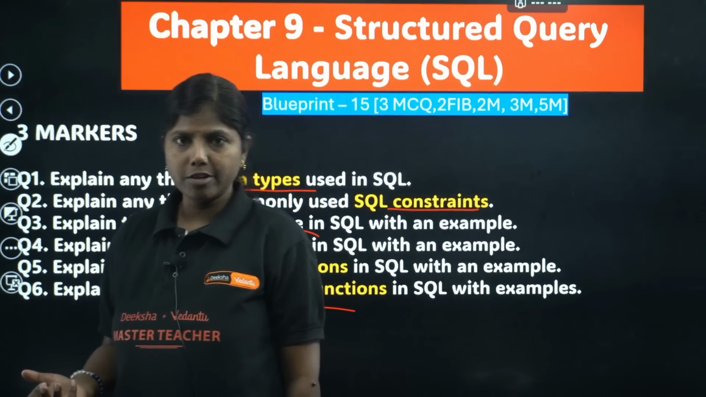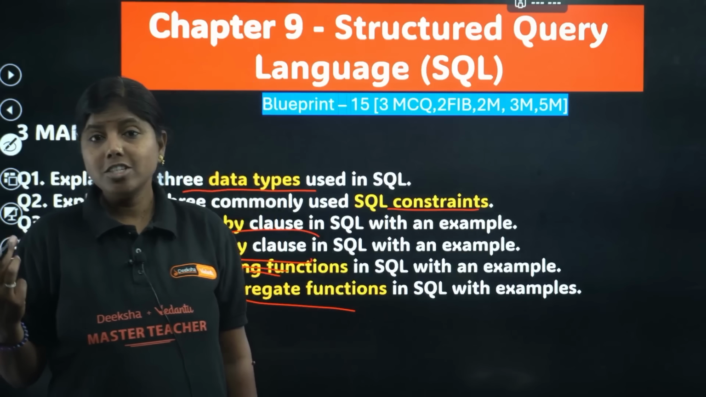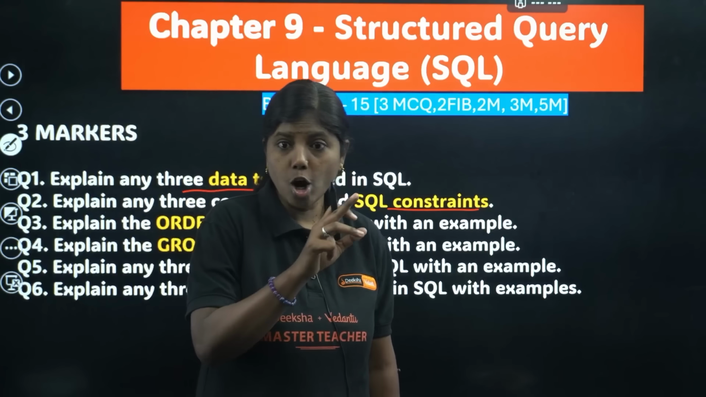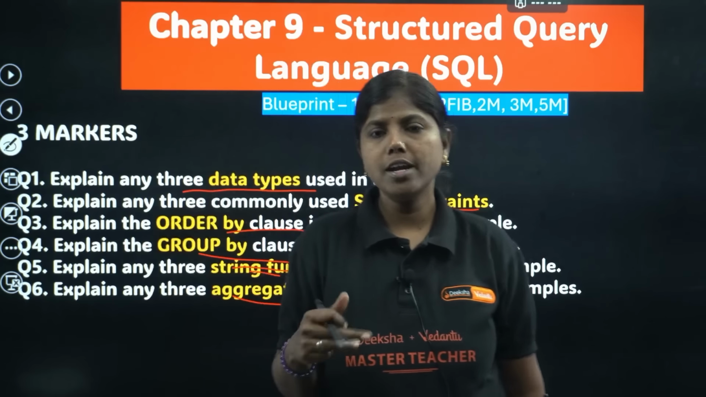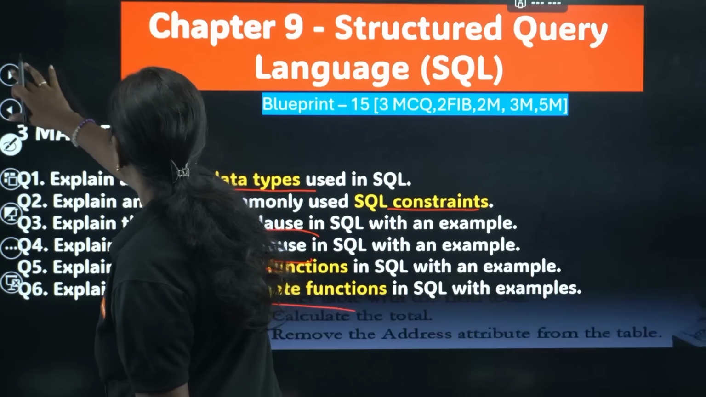Aggregate function is very simple. What are aggregate functions? Count function, then we have max function, min function, AVG function. AVG only, not average. Is the point clear? So like this, they may ask you some questions on functions.